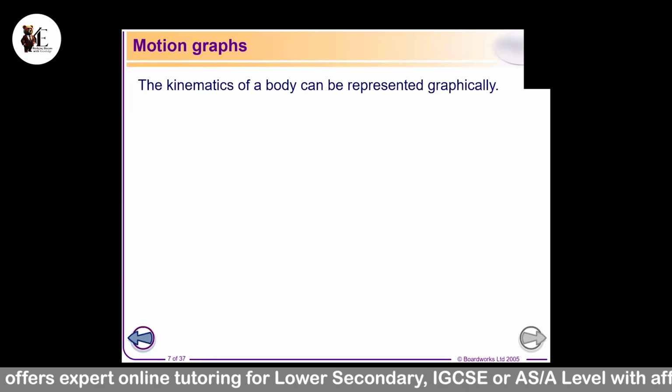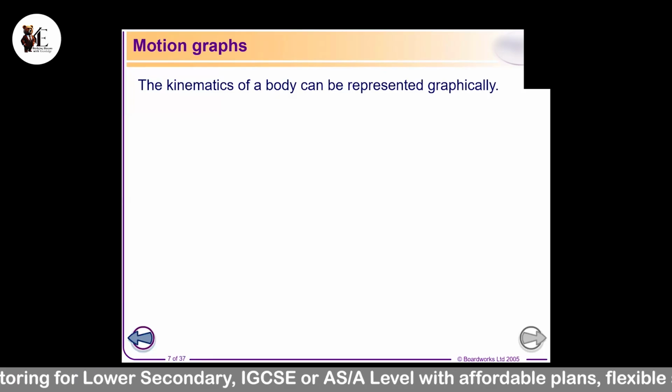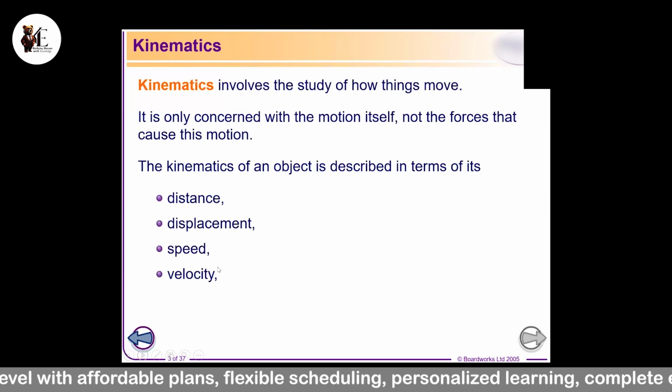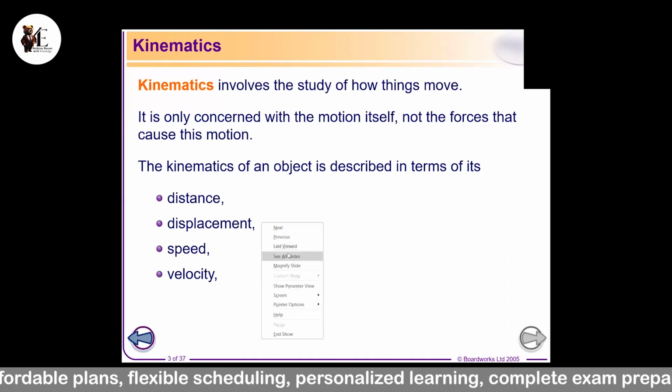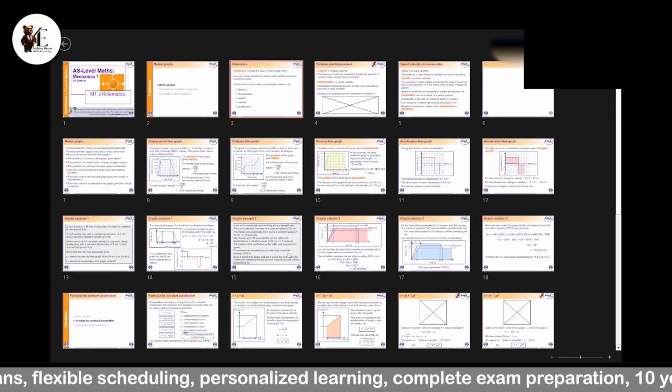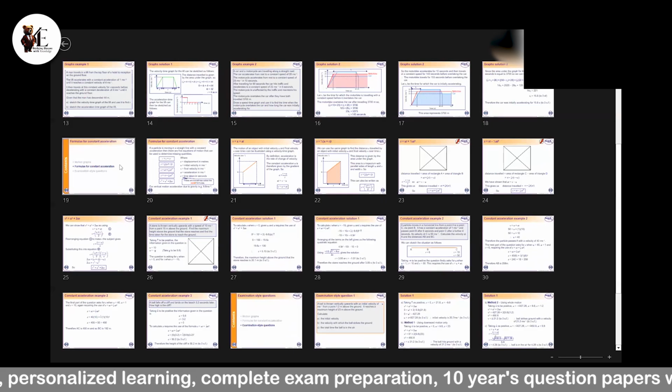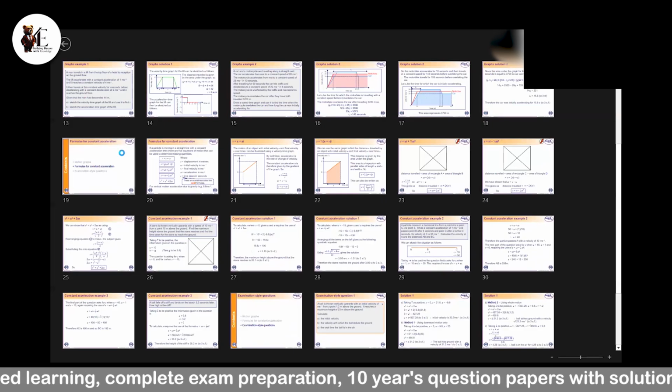Now, let's begin with motion graphs. Vanya, let's do one thing. The question that you were doing previously, take a screenshot of that and do that question in your homework. We'll begin the coming part. Have you already taken a screenshot? Yes, ma'am. Okay, that's great.